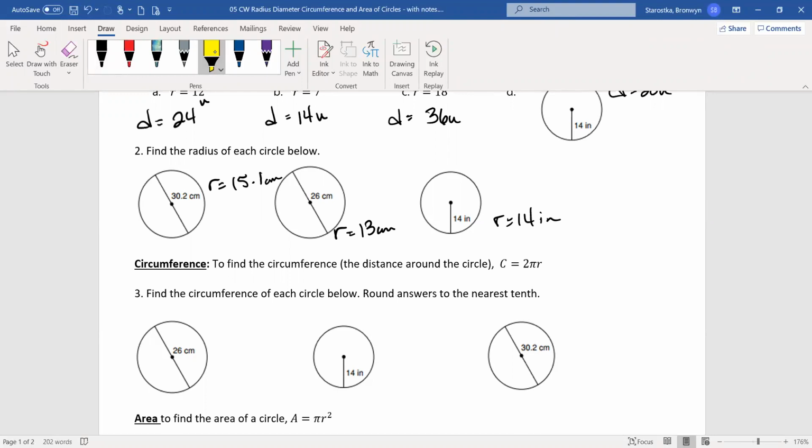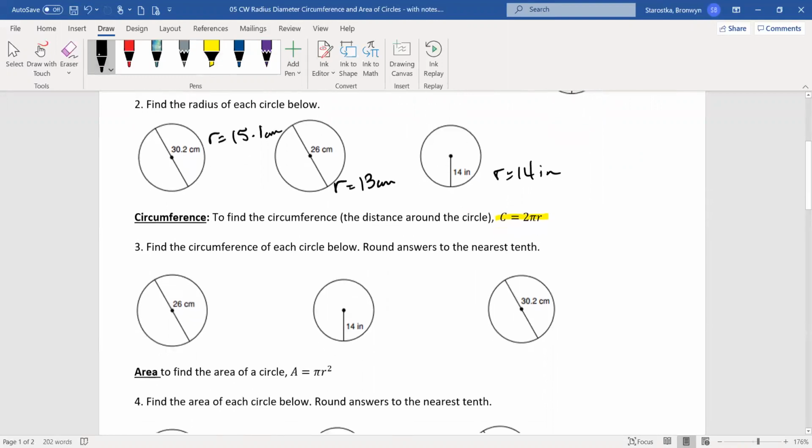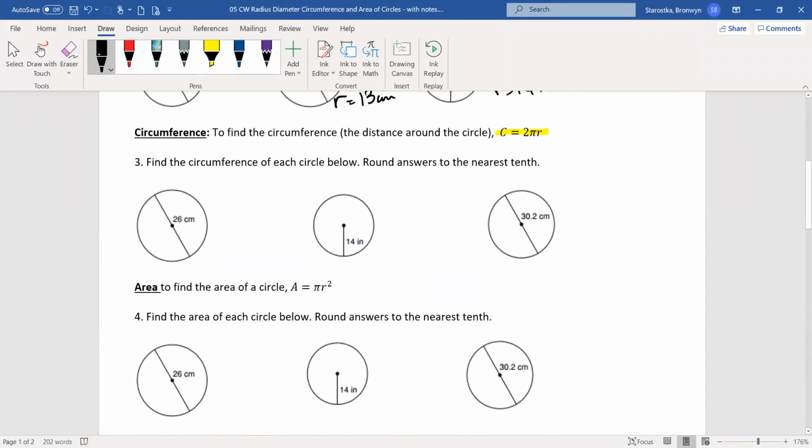Circumference. To find the circumference, the distance around the circle, remember that circumference is a ratio, or we can take the ratio to the diameter, and that gives us pi. And the diameter is 2 radii. So our circumference is 2 pi r. Find the circumference of each circle below. Well, the radius is 13, but do we need to convert that? Can we just see that we take the diameter and multiply it by pi?